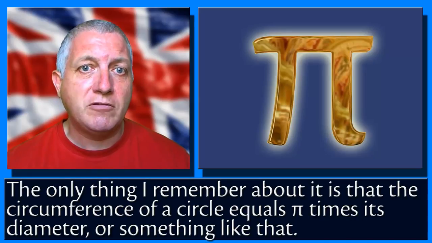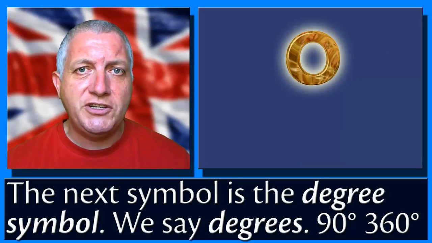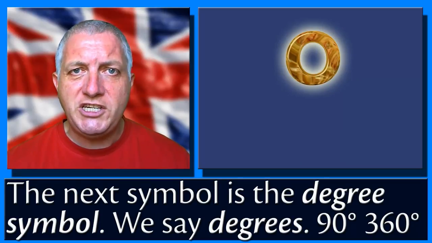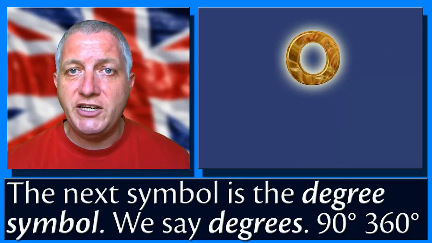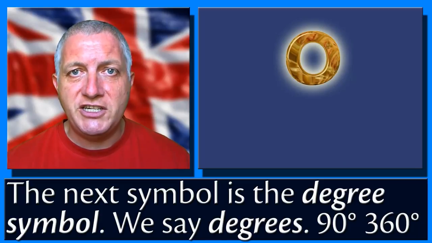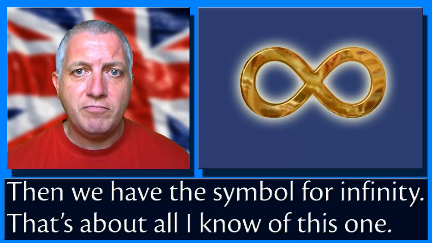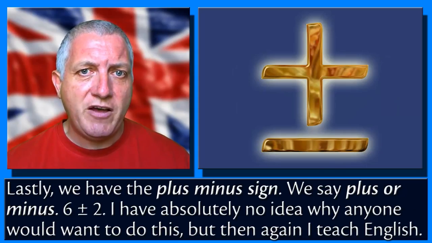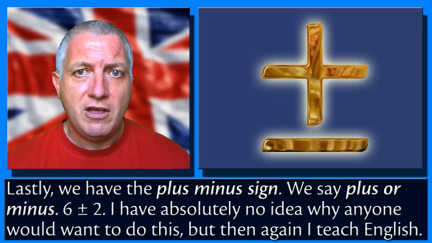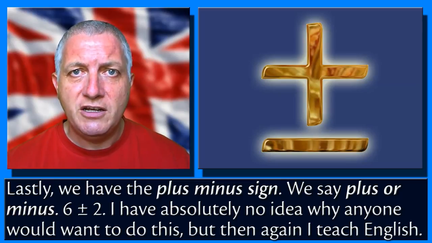or something like that. The next symbol is the degree symbol. We say degrees, 90 degrees. 360 degrees. Then we have the symbol for infinity. And that's about all I know about this one. Lastly, we have the plus-minus sign. We say plus or minus. 6 plus or minus 2.